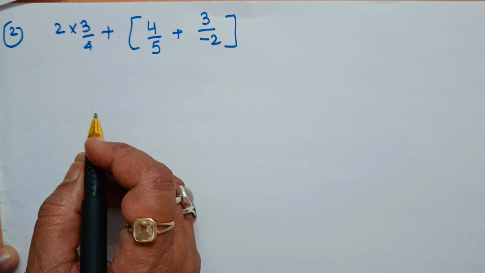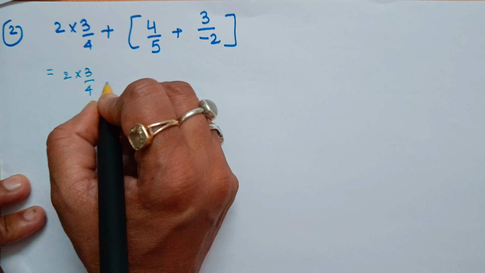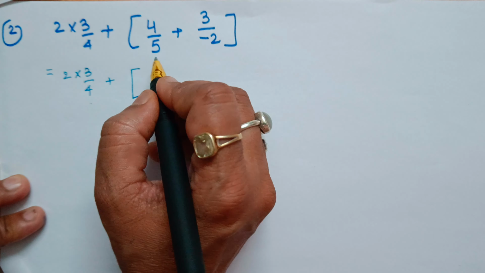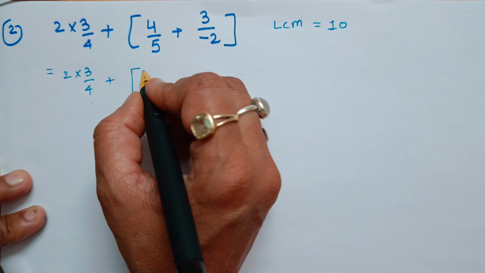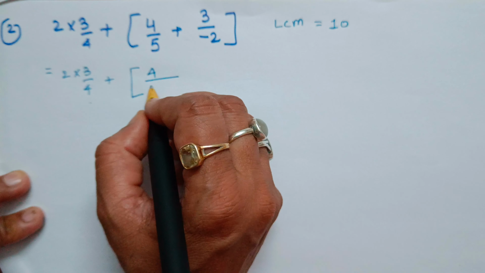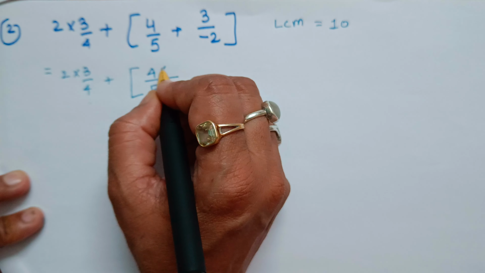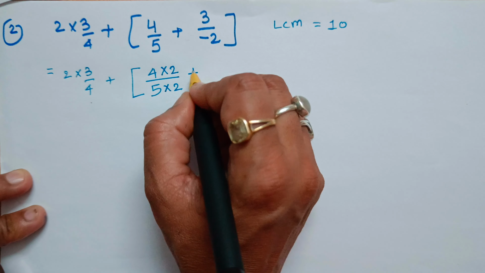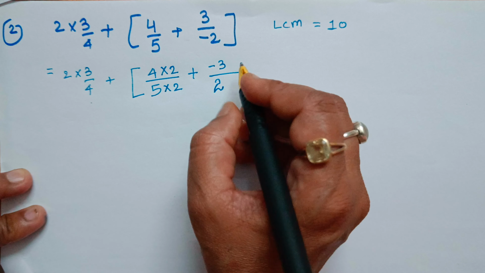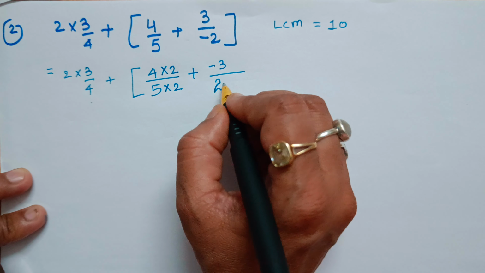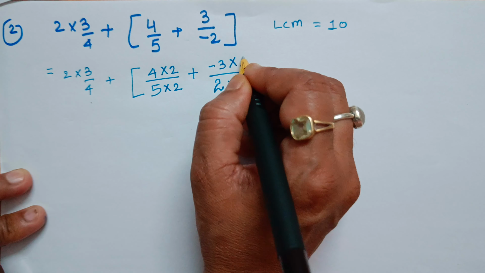Children, we simplify this problem. First, we resolve the bracket. 2 multiplied by 3 by 4 plus, in the bracket. Now, LCM of 2 and 5 is 10. Therefore, for getting denominator 10, we multiply by 5 in the 2 and we multiply by 4 in the numerator. Plus minus 3 divided by, for getting the 10 in the denominator, we multiply 2 by 5. So in the numerator we multiply minus 3 by 5.